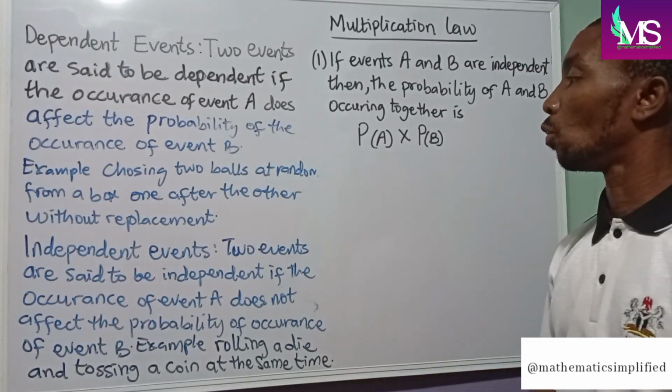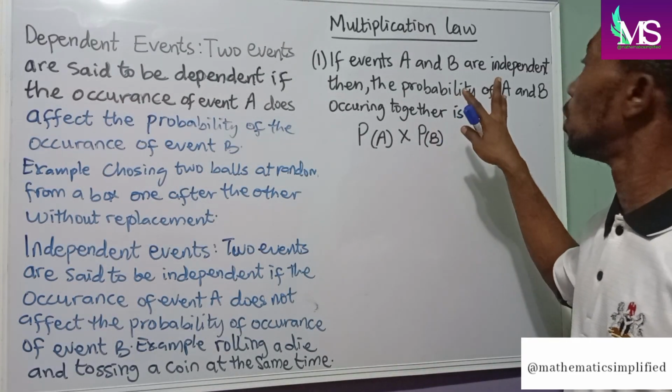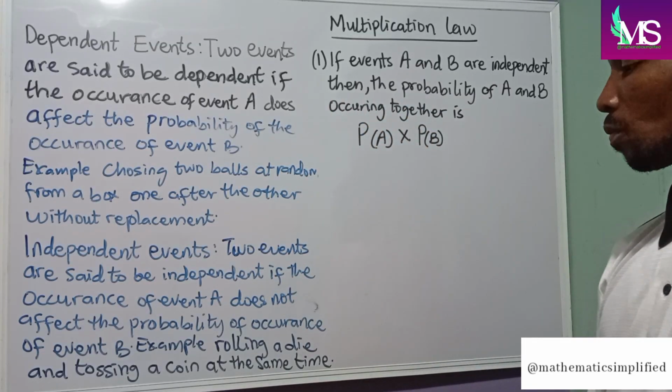Now we'll also look at examples that handle both independent and dependent events.